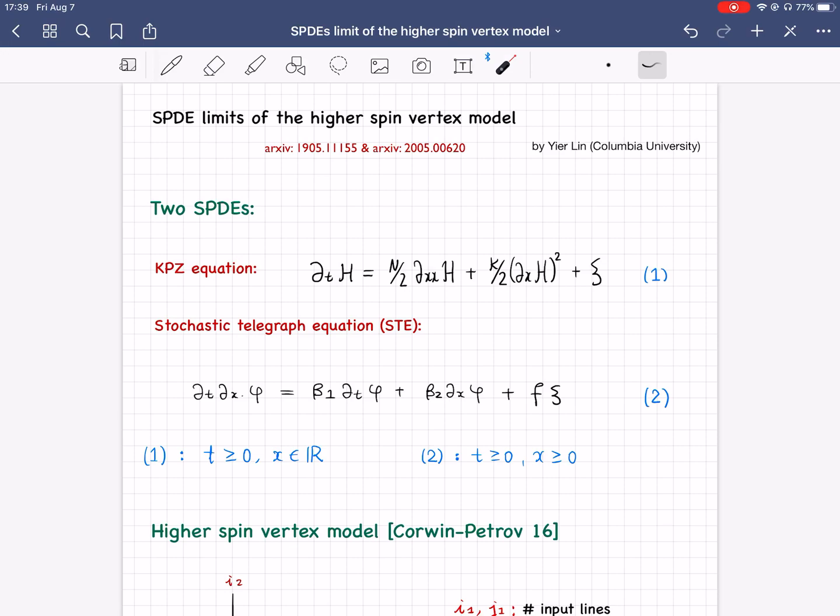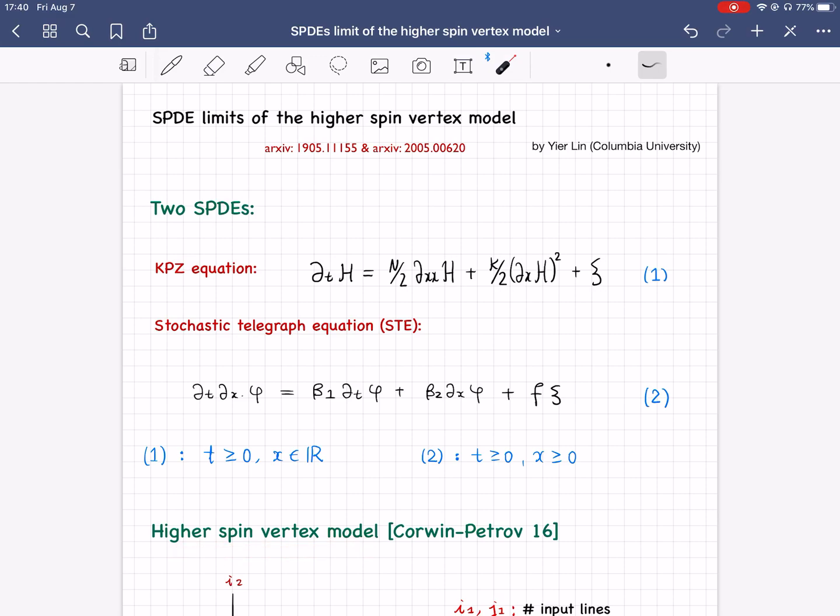So we're going to look at these two equations on different domains. For the KPZ equation, we're looking at it on the upper half plane, while for the STE, stochastic telegraph equation, we're looking at a quadrant. So you can see actually for these two SPDEs, they're very different. The first one is of parabolic type, while the second one is a hyperbolic equation. So despite their difference, we're going to show these two SPDEs arise as the scaling limits of the same model, which is called the higher spin vertex model.